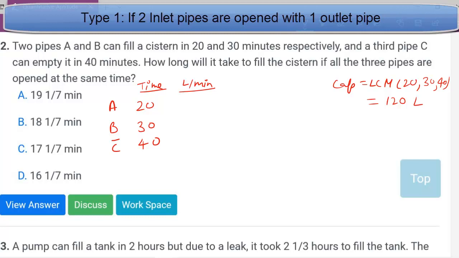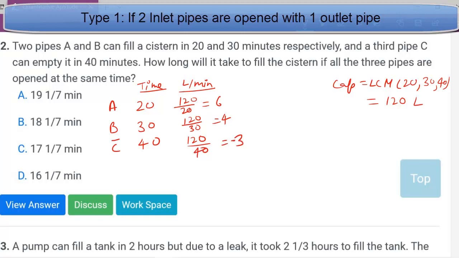for A and B, which are the inlet pipe. That means liter per minute filled by A or B, but in the same way we will be writing liter per minute emptied by the pipe C, right? So liter per minute by A is 120 by 20, that is 6 liter per minute it is filling. Pipe B is filling 120 by 30, that means 4 liter per minute, and pipe C is emptying it 120 by 40, that means 3 liter per minute it is emptying.